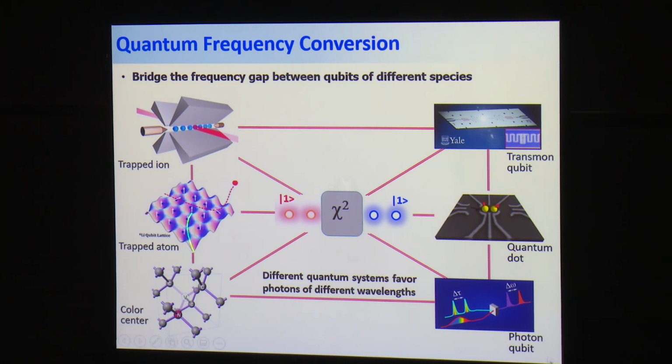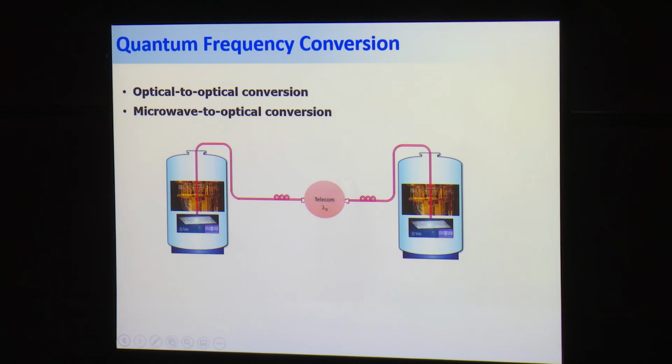You need the optical-to-optical converters. You also need microwave-to-optical converters, because we also have superconducting qubits, which operate in the microwave frequency regime. So at Yale, we have quite a number of dilution refrigerators. We wish one day we can network all the 13 dilution refrigerators together with a microwave-to-optical converter. So I'm going to tell you how we're going to realize these two types of converter with aluminum nitride devices.